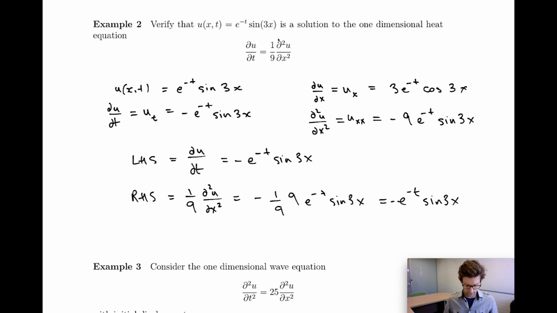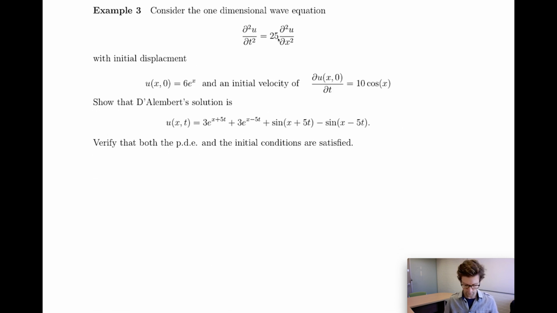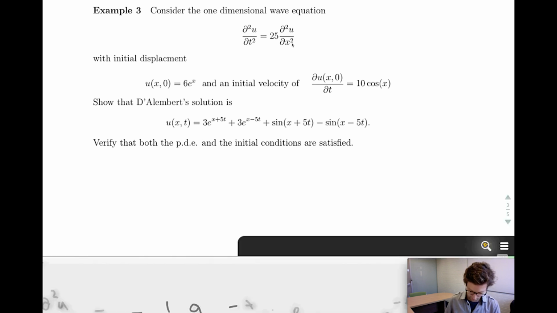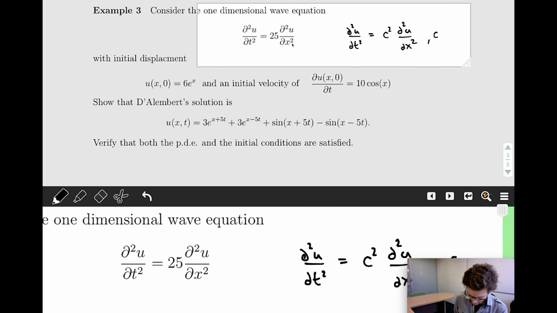Now, for the rest of this lecture, we're going to look at a very specialized way of solving the wave equation, the one-dimensional wave equation. So let's first take a quick look at that. We've got d squared u dt squared is equal to 25 d squared u dx squared. You'll notice that this is of the general form for the one-dimensional wave equation, d squared u dt squared is equal to c squared d squared u dx squared, except that c here has been replaced with 5. So this is the one-dimensional wave equation.